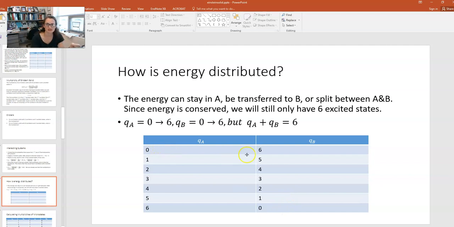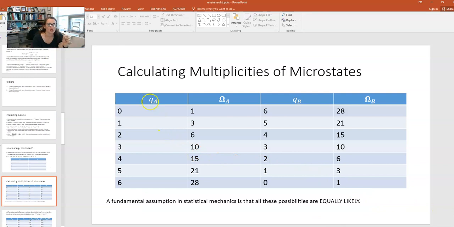So A has 0, B has 6. A has 1, B has 5. A has 2, B has 4. 3, 3, 4, 2, 5, 1, 6, 0. Those are all the possibilities of how it can be distributed. Now, let's go through that in the table, okay? A has 3 oscillators. If it has 0 excited states, the multiplicity is 1. A has 1 excited state, 3 oscillators.